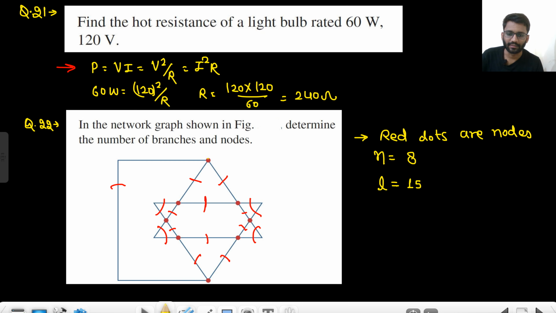Branch, I am writing it as B, and loop as L. What are the independent loops? 1, 2, 3, 4, 5, 6, 7, 8. 8 loops are there. So 8 plus 8 minus 1, 15. So this should be mentioned, that these red dots are nodes only.